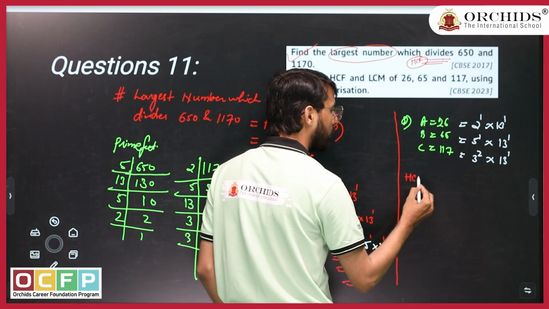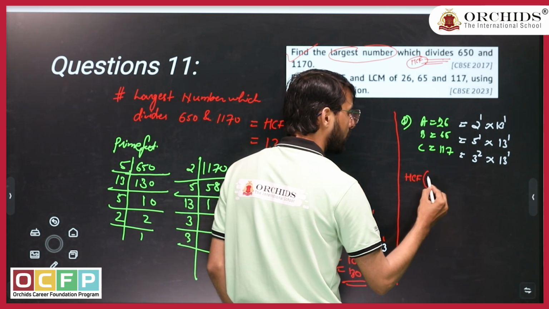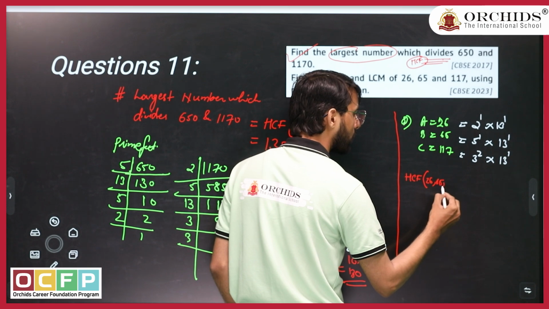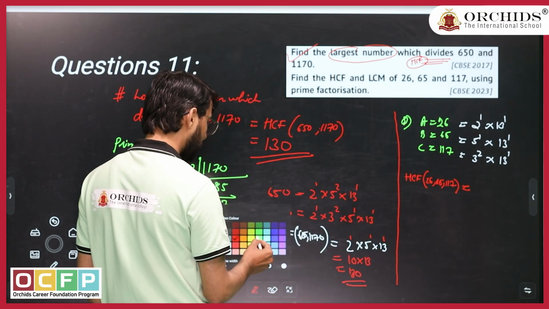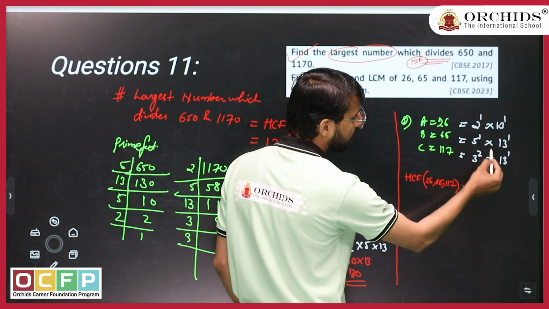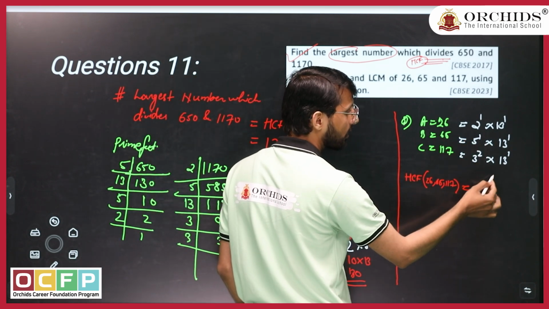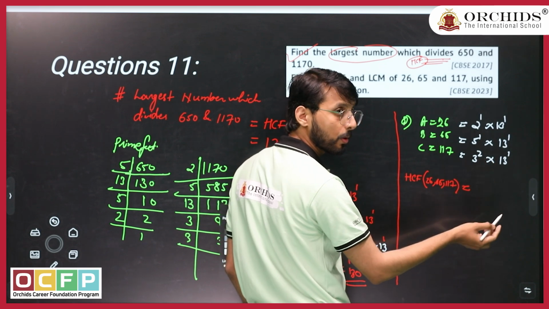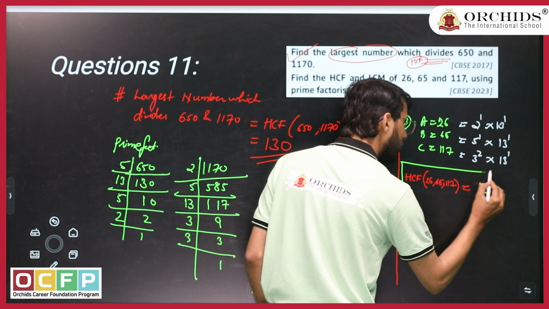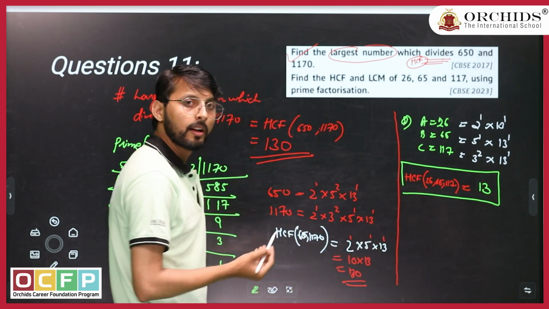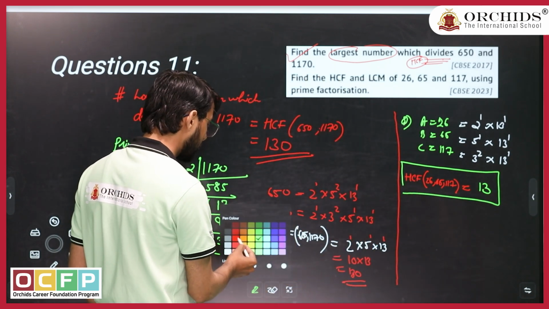So the HCF of 3 numbers, 26, 65, 117. HCF should be a common number first of all. So 2 is present in all? No. 5 is present in all? No. 3 is present in all? No. Only 13 is present. So HCF is 13. Now we can go for the LCM part.